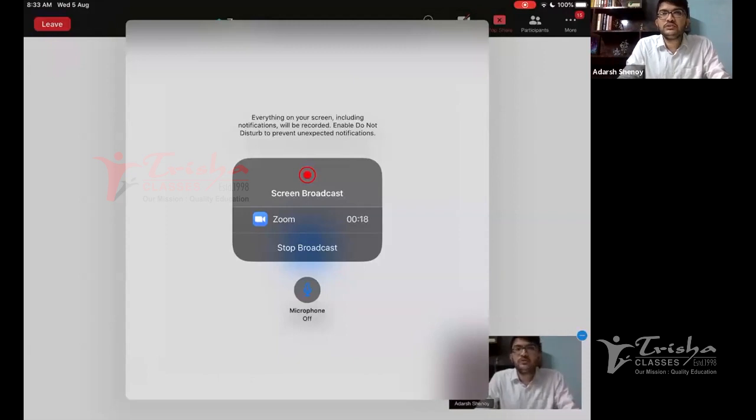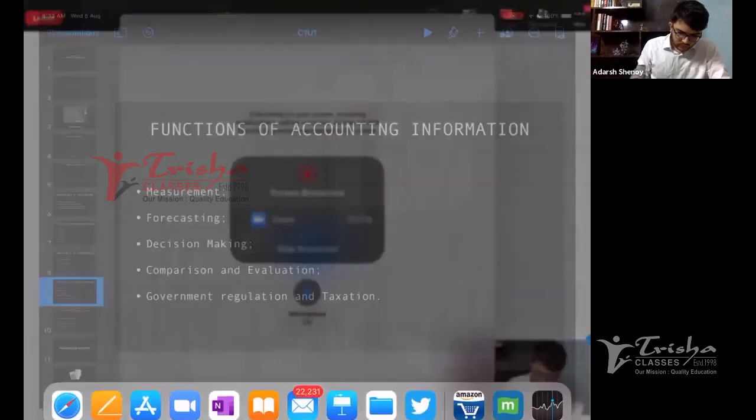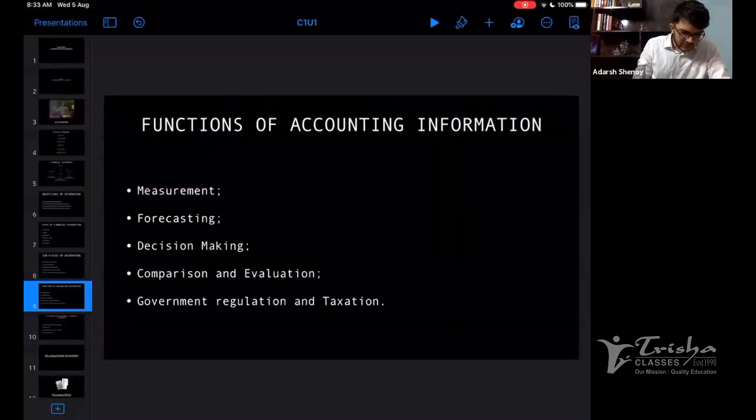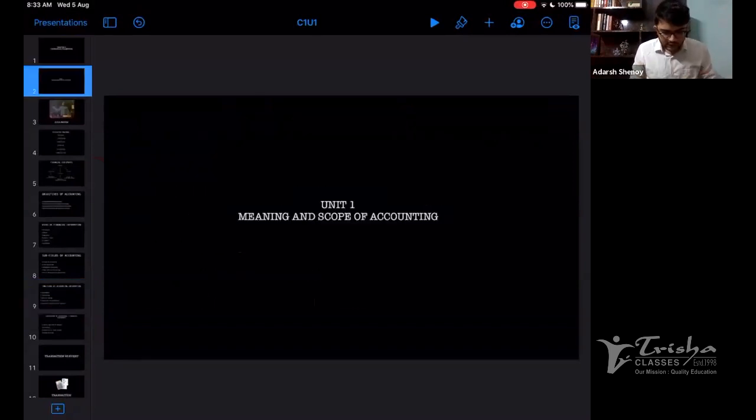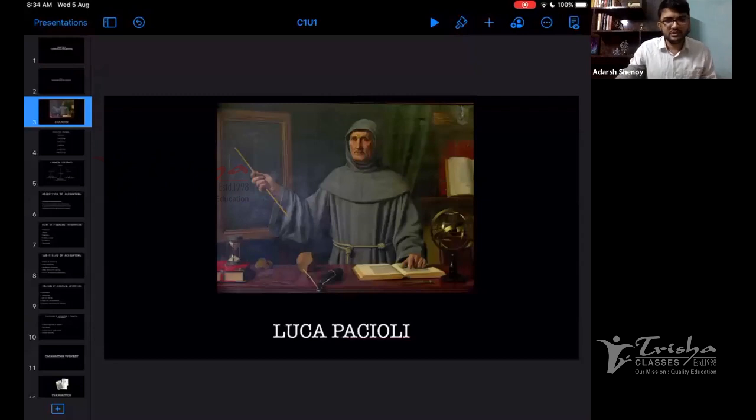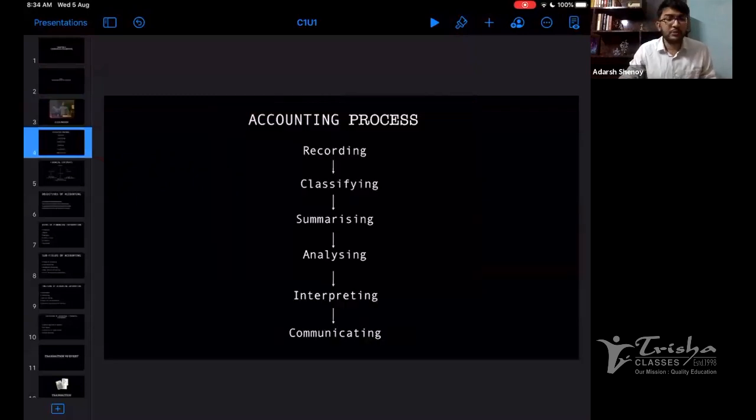We've almost finished it. There are a couple of things that I have to tell you, and then we close it. Then we move to the second unit next. So I think I finished it. Quickly, let's run through the slides once. We were doing Chapter 1, Theoretical Framework. In that, Meaning and Scope of Accounting, Unit 1, a purely theory chapter. Then after that, I started with Luca Pacioli's picture, and then we went into the steps of the accounting process.